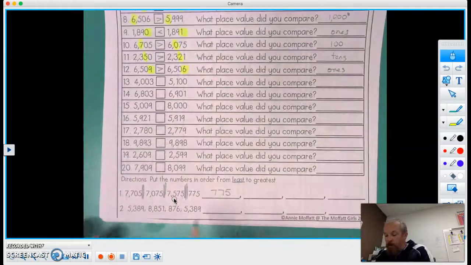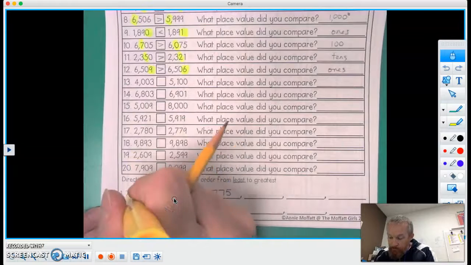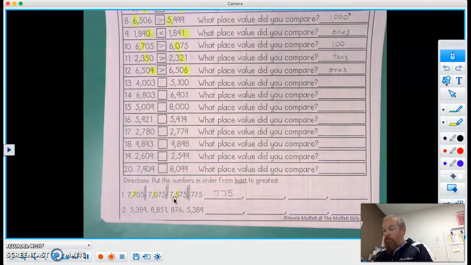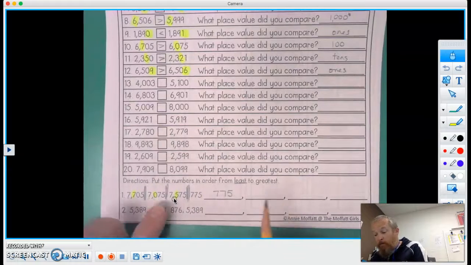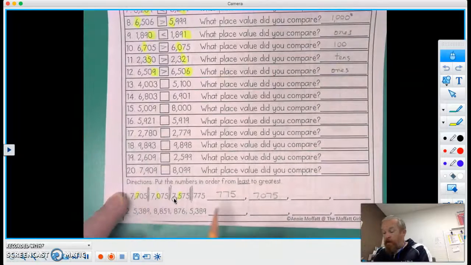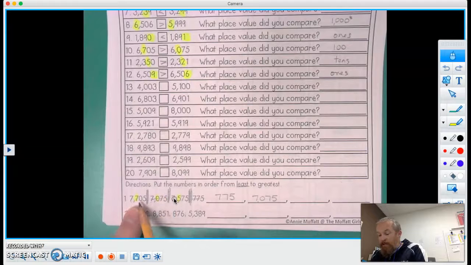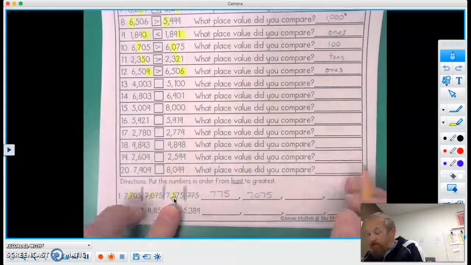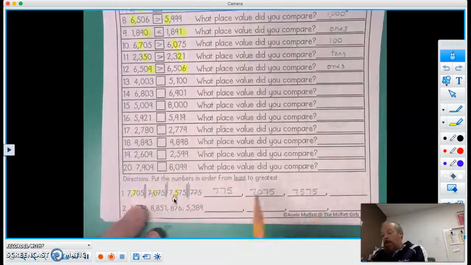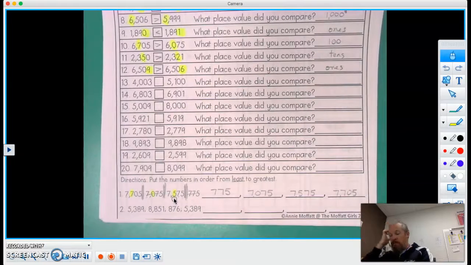Okay? Now, we have 7,000, 7,000, 7,000. So then we have to look at the hundreds column. We have a 7, we have a 0, we have a 5. Well, the smallest number out of those is the 0. So this one is going to be 7,075. Now we look at these two. The 5 is less than the 7. So this is going to be next, 7,575. And that leaves 7,705 as our largest number.